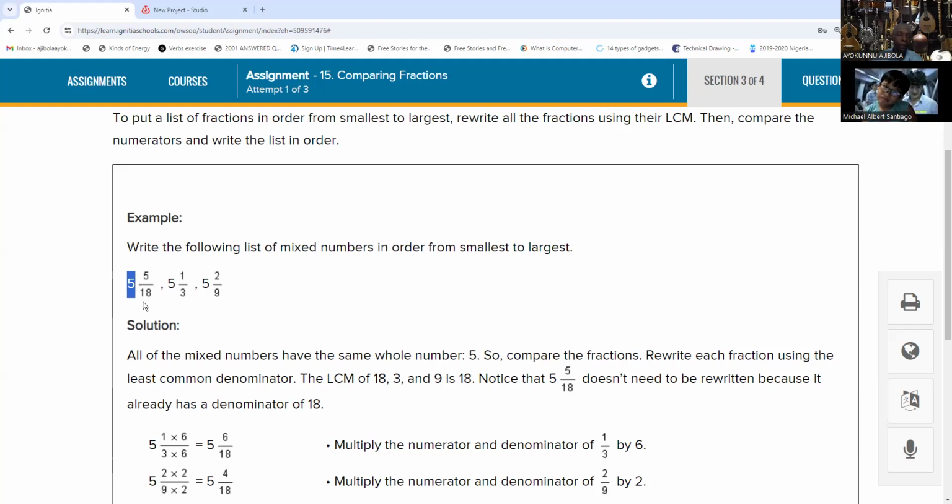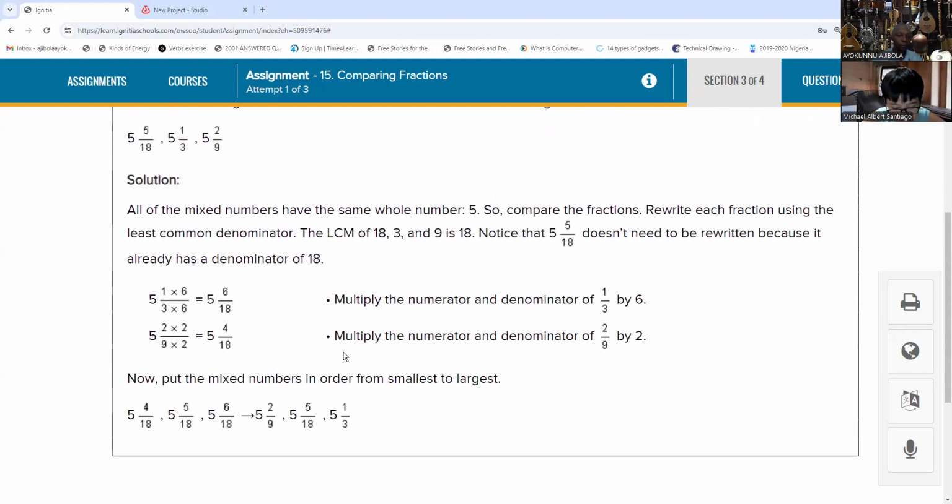So we need to compare the fractions using the least common denominator, which is 18 for all of them, because 3 and 9 will divide 18. So how many 3s in 18? That is 6. 6 times 1 gives us 6 above the 18 here. Then 9 and 18, that is 2. 2 times 2, that's 4. So we have 5, we have 6, and we have 4. Then the one with the 4 is the smallest, followed by this one, followed by the middle one, which will be the largest.